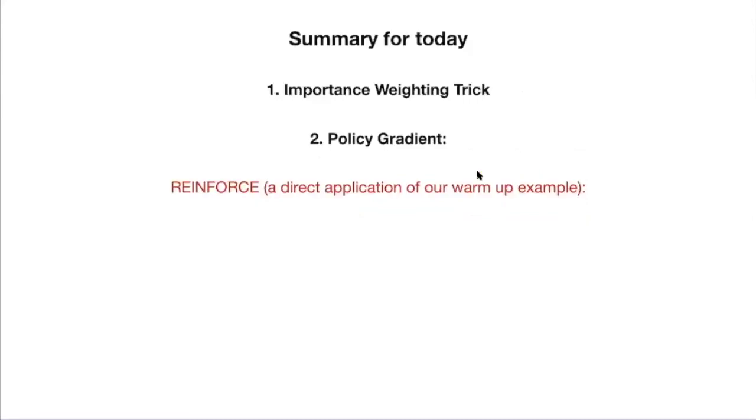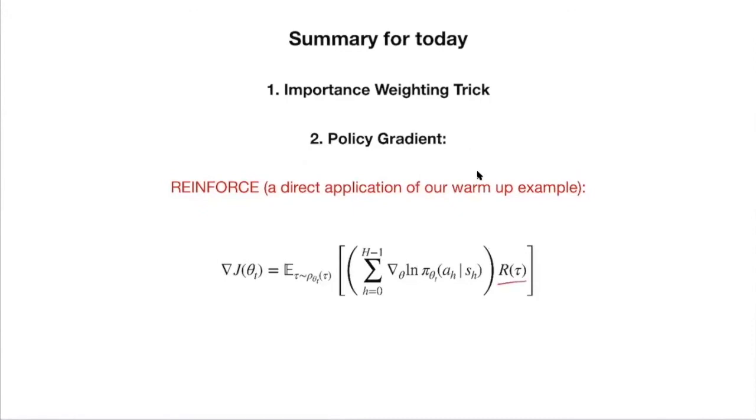Let's quickly summarize what we talked about. We talked about the importance weighting trick, that allows us to sample and then evaluate the gradient, getting an unbiased estimate of the gradient. Then we talked about policy gradient. This algorithm is called REINFORCE. This is a direct application of our warm-up example, and this is the formulation that we get. We try to push the trajectory distribution based on the reward of the trajectory. The goal is to find a policy such that it assigns very high probability on the trajectories that have high reward.